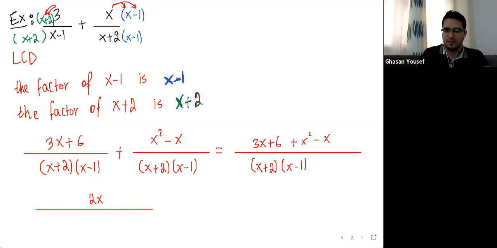So we're adding the 3x with this x, I get 2x, and the x squared is by itself. We don't have anything to combine it with, so x squared. And here we have the 6 left. There are no numbers we can combine with the other numbers. So this is correct: x squared plus 2x plus 6. Yes, Eric and Maisha, this is correct. Now the denominator, we keep it the same, x plus 2 times x minus 1. And this is my final answer.